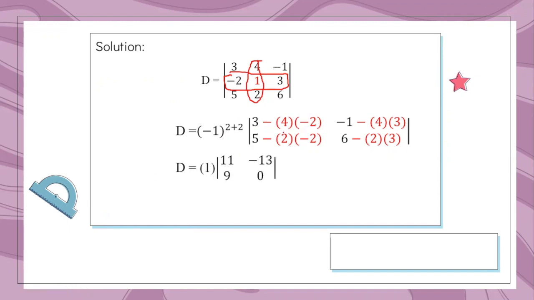And 3 minus negative 4 times negative 2 is 11. 5 minus 2 times negative 2 is 9. Negative 1 minus 4 times 3 is negative 13. 6 minus 2 times 3 is 0. Then after that, what we're going to do is our upward and downward diagonals. 11 times 0 minus 9 times negative 13. So our final answer would be positive 117, because negative 9 times negative 13 is positive 117.